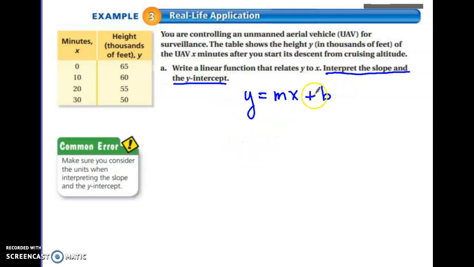And do we, first off, have something that tells us what our y-intercept is? Well, let's take a look at the chart. Remember that you know it's the y-intercept anytime your x value equals 0. So here they are being very helpful. We know that the starting point is 65 feet.